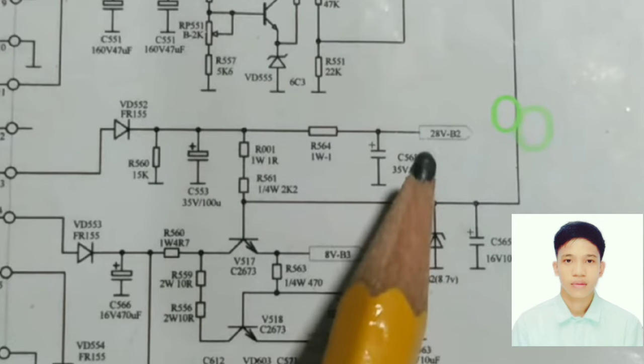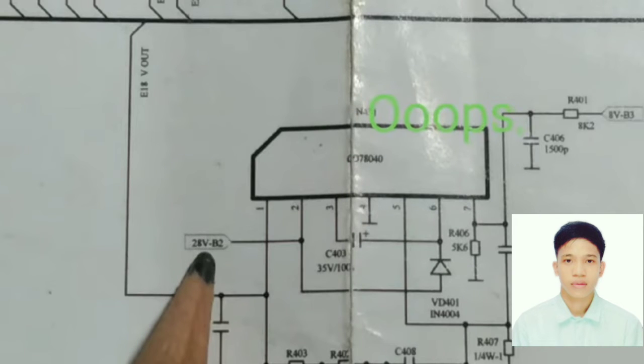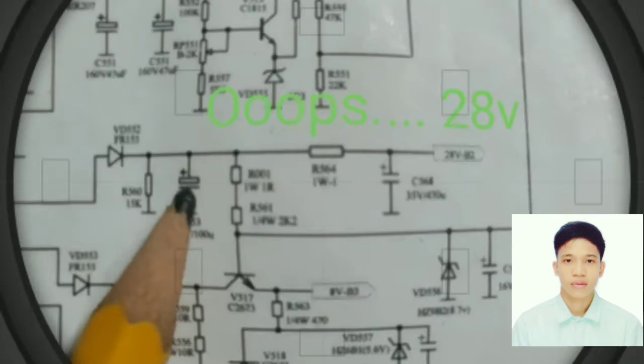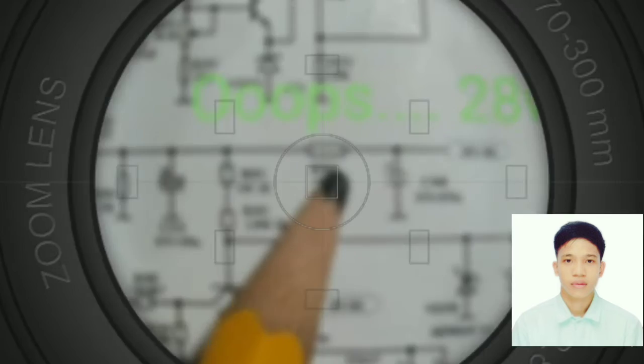Next one, this circuit and this 28 volts, it will supply the vertical amplifier. And if there is an issue regarding the vertical height, we will focus only on the vertical amplifier. Maybe there is no 28 volts coming from the secondary 28 volts. And that way, we are going to check the diode, filter capacitor, and resistor. And if this is open, there is no supply of 28 volts.